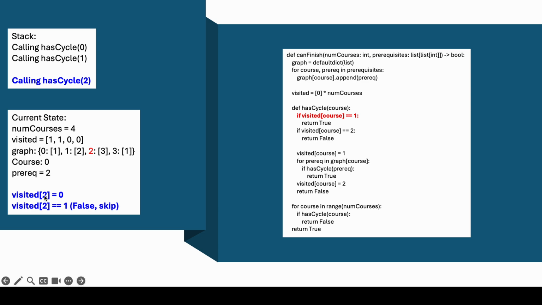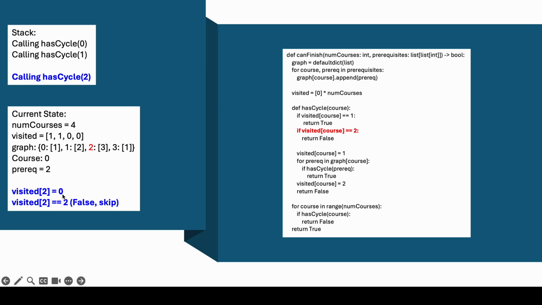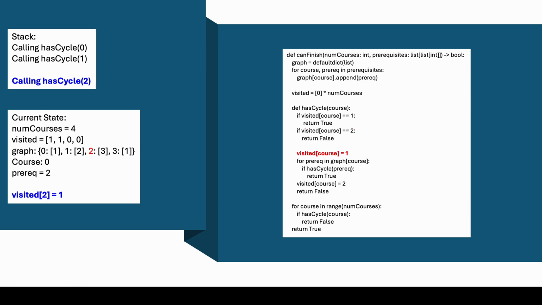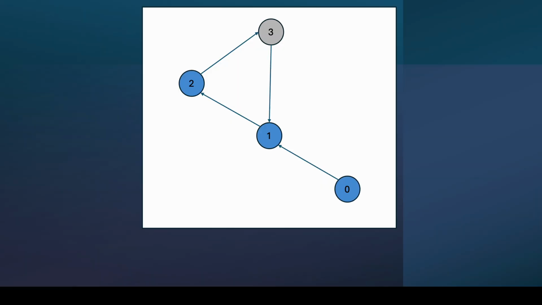And at cycle 2, did we visit it? No, this is the first time visiting. Did we visit this? No, this is the first time visiting as well. And again, we're going to increment index 2 over here as a way of saying we're currently visiting this course, or taking this class right now. Okay, so now we finish 2.